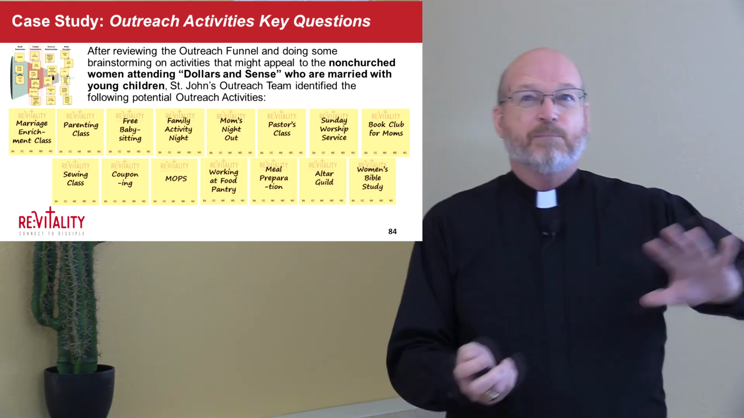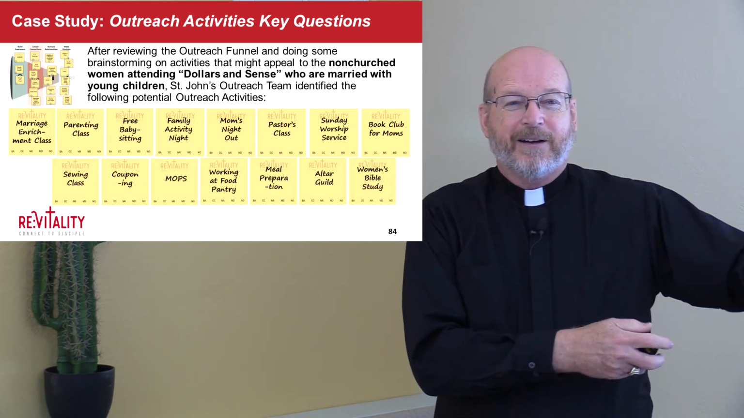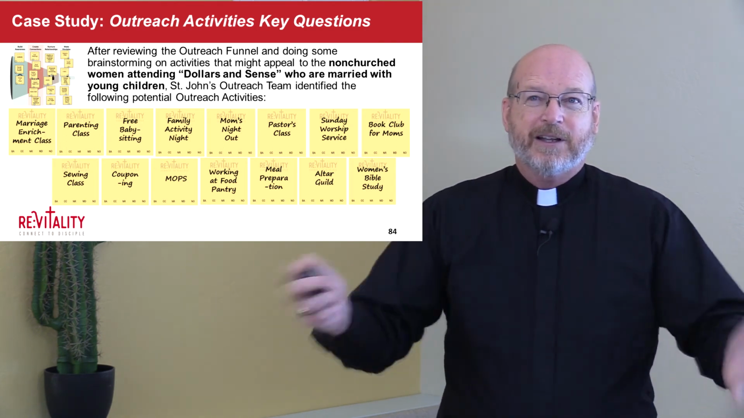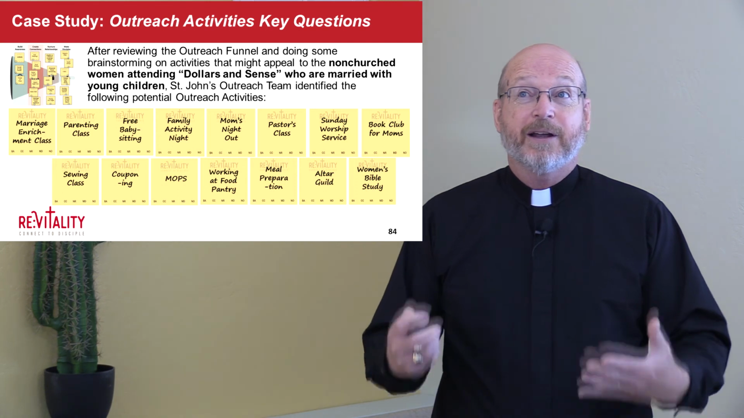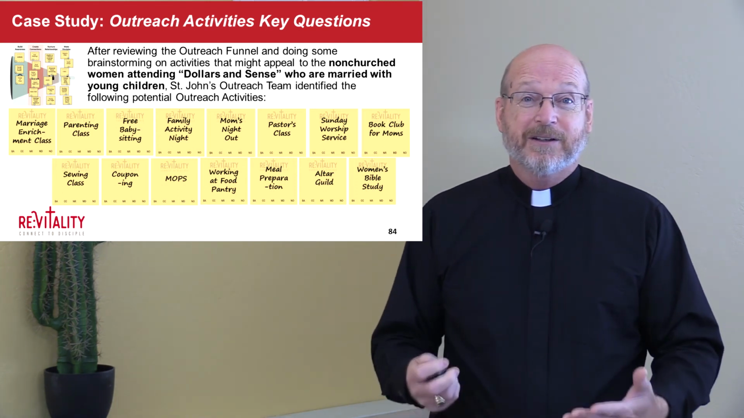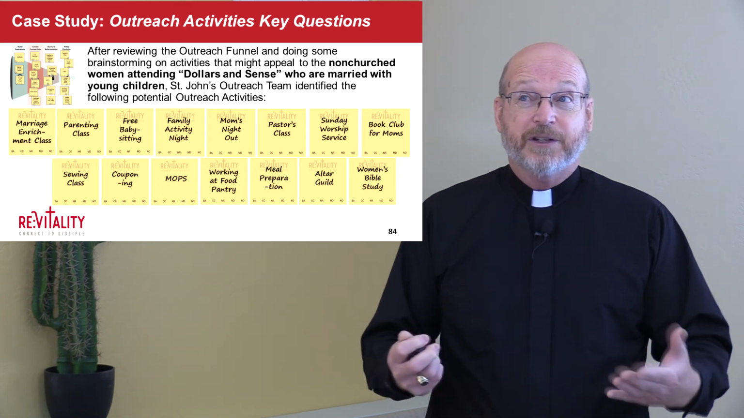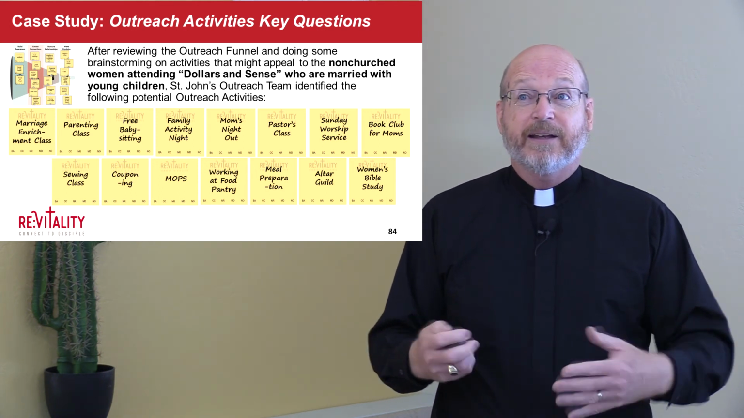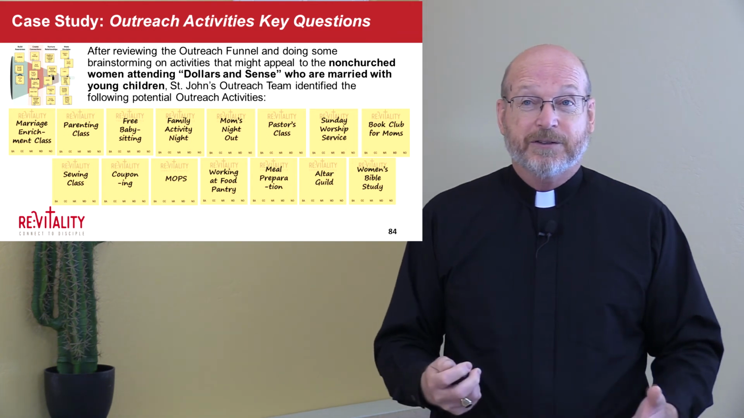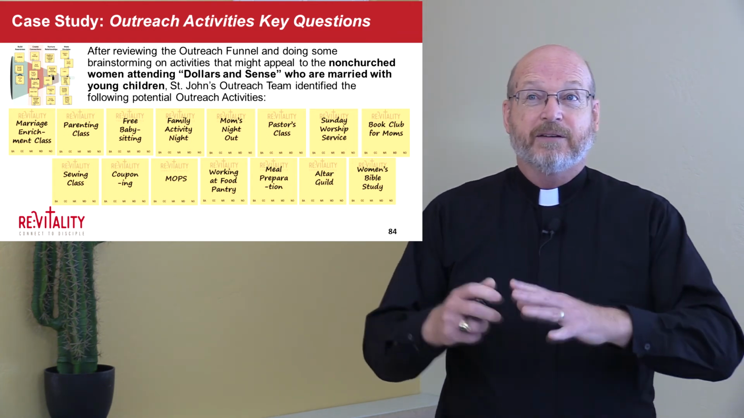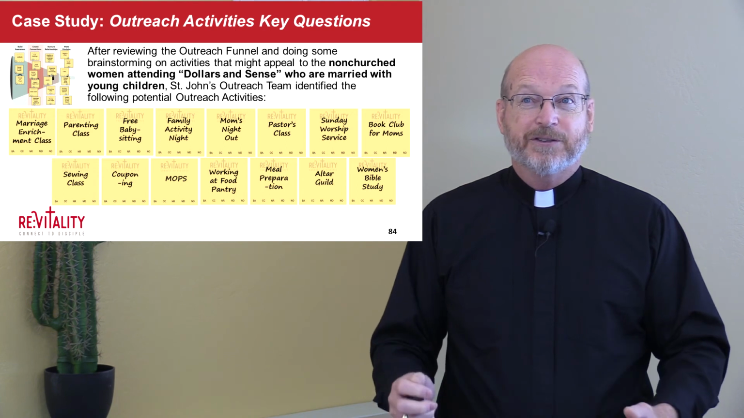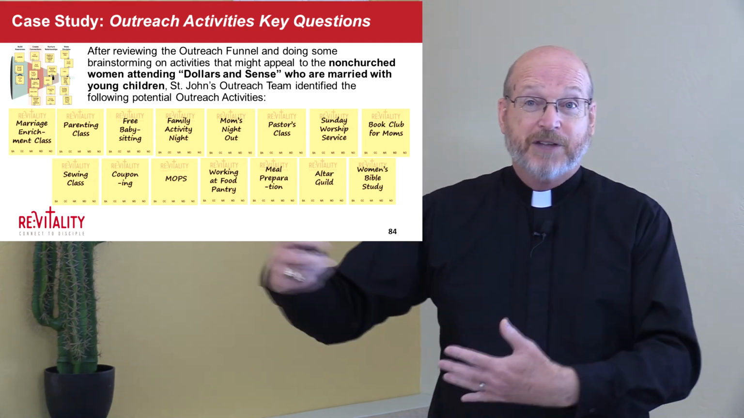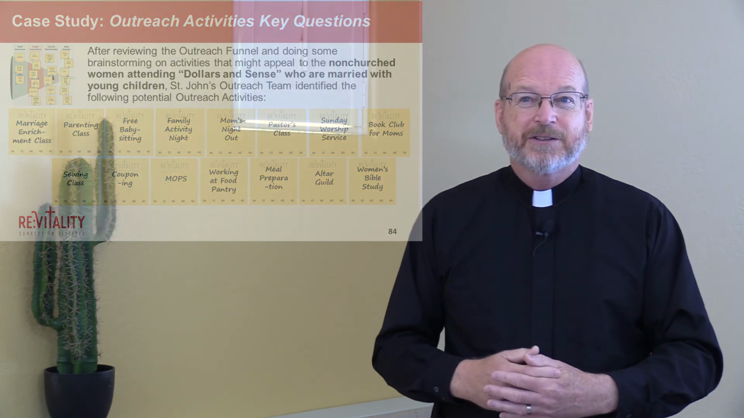Now, one thing they did is they went back to their outreach funnel, way back to what we did in exercise 2. And they looked at the outreach funnel and said, are there things that we're already doing that would actually be good and useful outreach activities for women attending Dollars and Cents who are married with young children? And then they also thought through some other new activities that weren't on the outreach funnel, and these are the things that they identified as potential outreach activities that they can use in conjunction with, alongside of the Dollars and Cents class. And then they started to evaluate them.